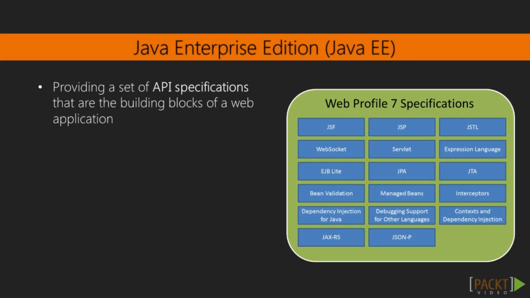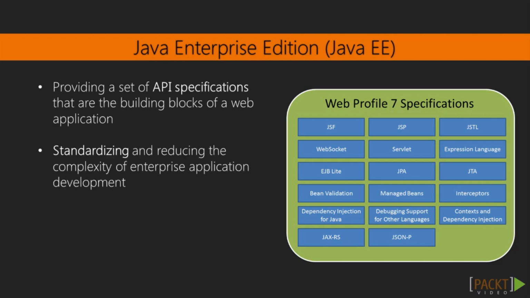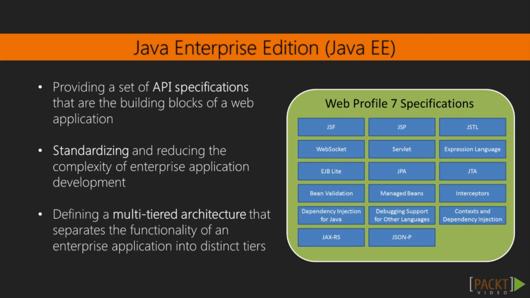Java Enterprise Edition, or Java EE in short, is the standard in community-driven enterprise software. Basically, it provides a set of API specifications that are the building blocks of any web application. It standardizes and reduces the complexity of enterprise application development. Moreover, it defines a multi-tiered architecture that separates the functionality of an enterprise application into distinct tiers, which is compatible to the multi-layered application architecture mentioned earlier.